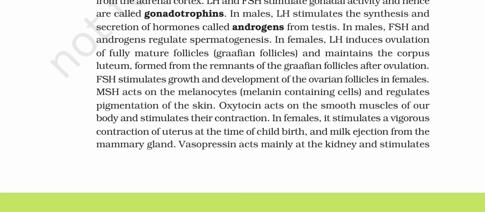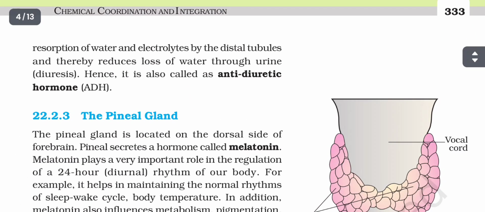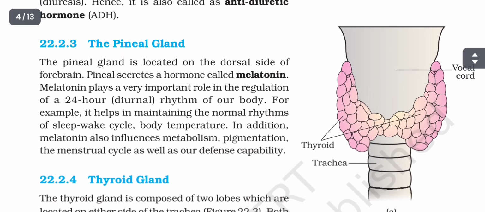MSH acts on the melanocytes, melanin-containing cells, and regulates the pigmentation of the skin. Oxytocin acts on the smooth muscles of our body and stimulates their contraction. In females, it stimulates a vigorous contraction of the uterus at the time of childbirth, and milk ejection from the mammary gland. Vasopressin acts mainly at the kidney and stimulates resorption of water and electrolytes by the distal tubules and thereby reduces the loss of water through urine (diuresis). Hence, it is also called antidiuretic hormone, ADH.